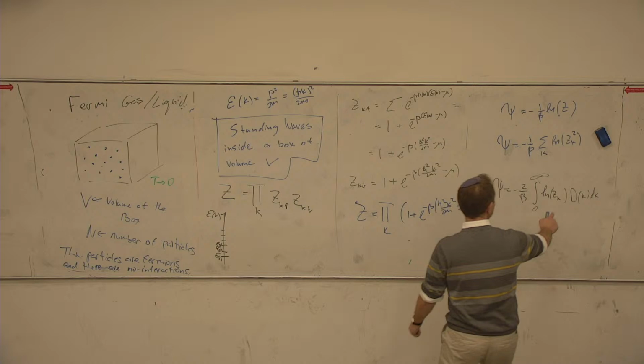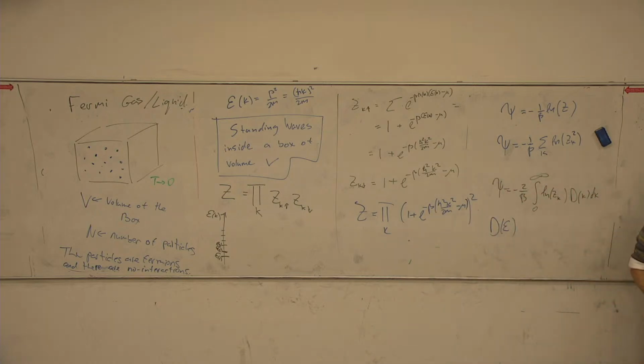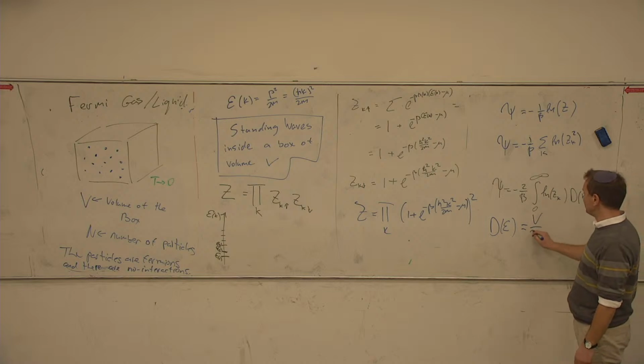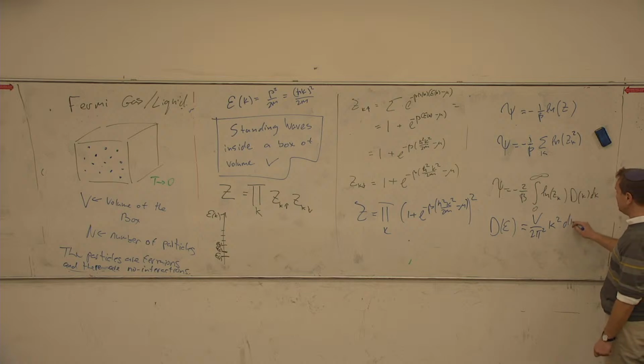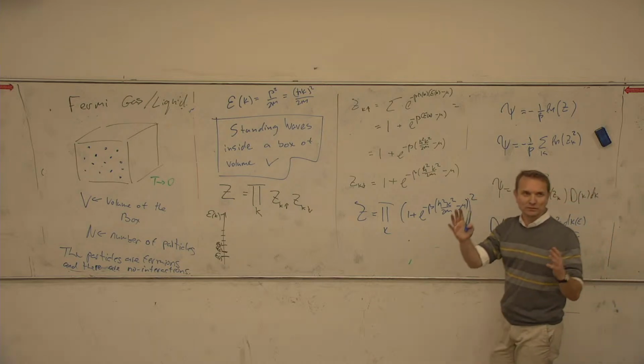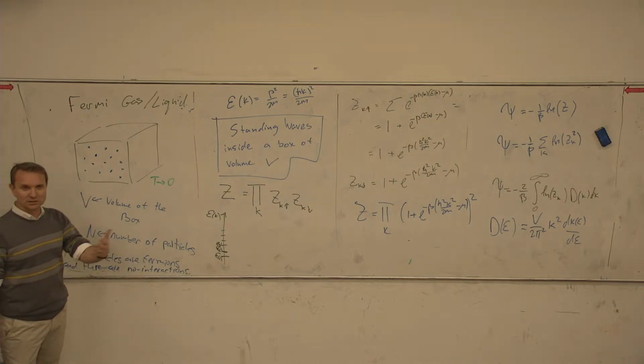Okay. So this d of k, let's write it d of epsilon. We don't use the omega over here, we have epsilon. It's going to be exactly the same, which is the volume divided by 2 pi squared, k squared dk of epsilon d epsilon. It's the same formula as we had for the Debye model, because this formula occurred when we computed the number of states of standing waves, and it's completely irrelevant what those waves describe.